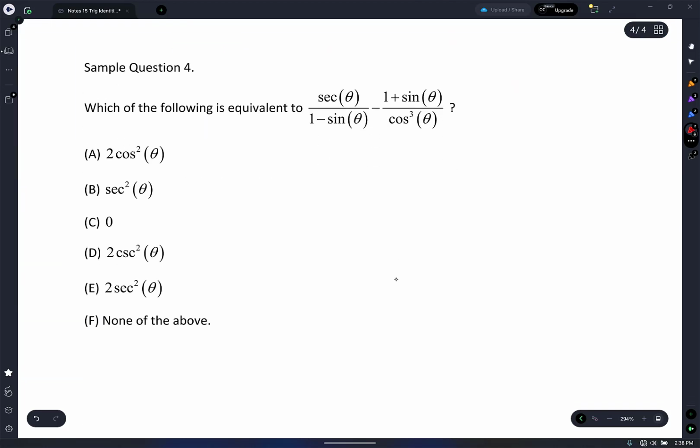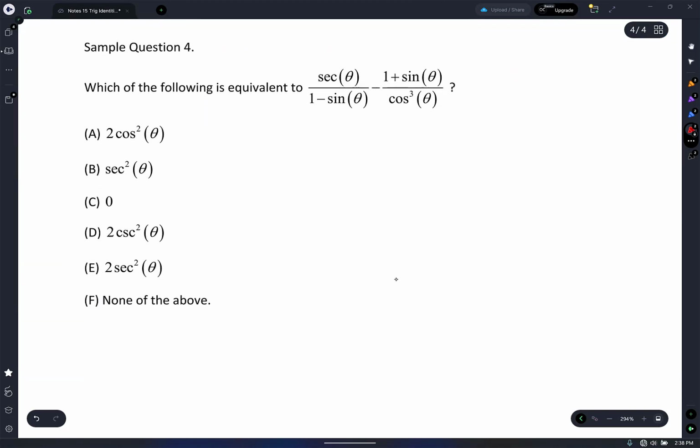Guys, this is about as hard as it gets. It will not get harder than this question. We're going to go slow. Don't worry.